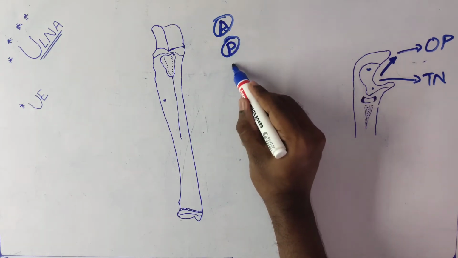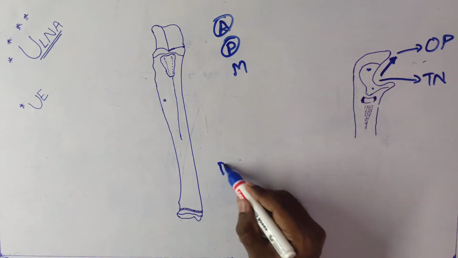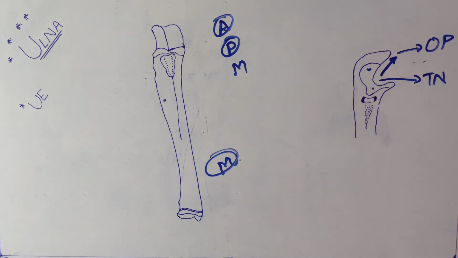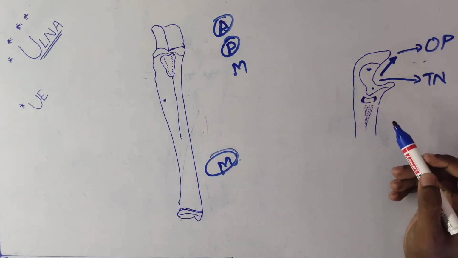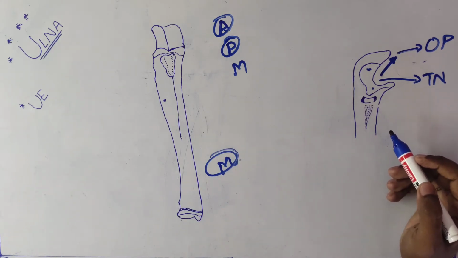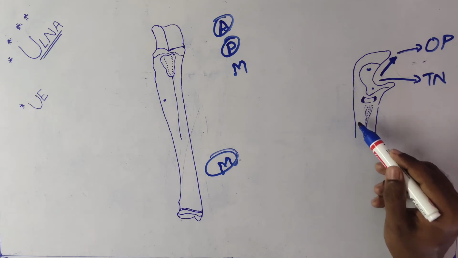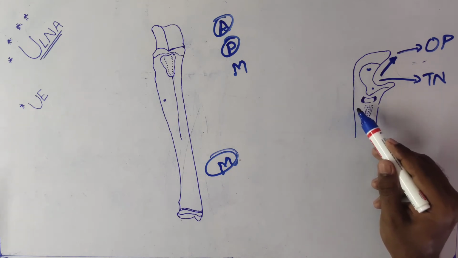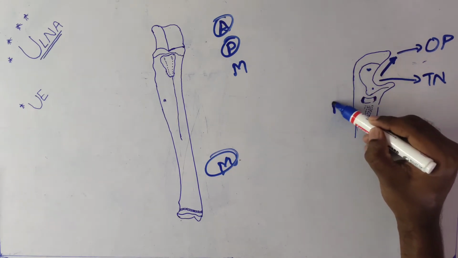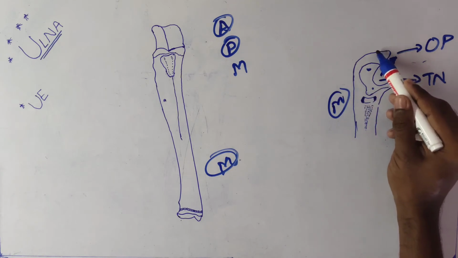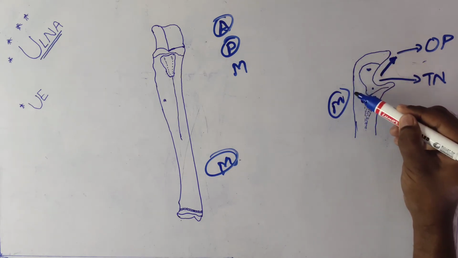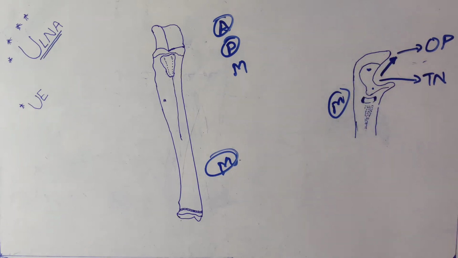Now we will study the medial surface. This is the medial surface. The medial surface is continuous inferiorly with the medial surface of the shaft. See, the Olecranon process comes like this, and it continues with the shaft.